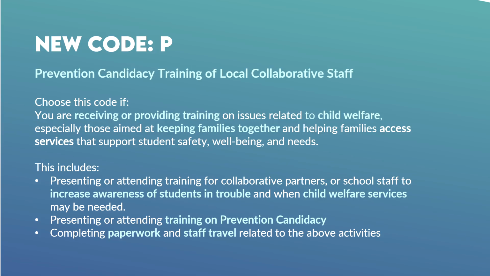Now let's look at the other new code, Code P. This code applies when staff are either attending or providing training that falls under the definition of child welfare, particularly those focused on prevention and early intervention. The main goal of these trainings is to help staff and partners recognize early warning signs in students and families so they can connect them to support before a crisis occurs. Examples might include attending a training on identifying child maltreatment, learning about prevention candidacy, or helping staff understand how to refer families for support. This code also covers time spent preparing for, presenting, or traveling to these trainings.